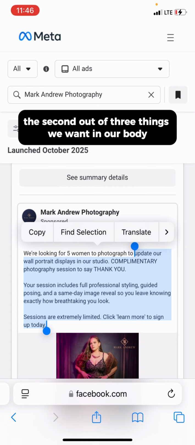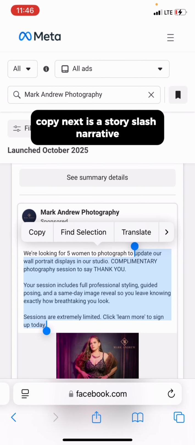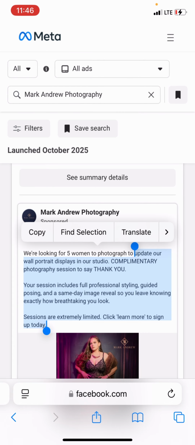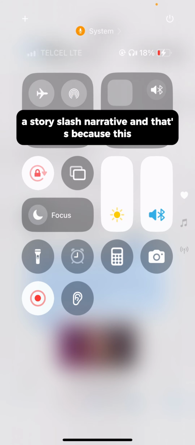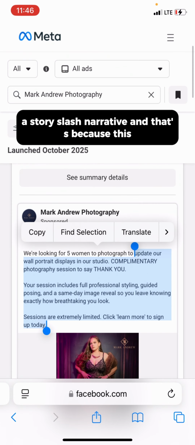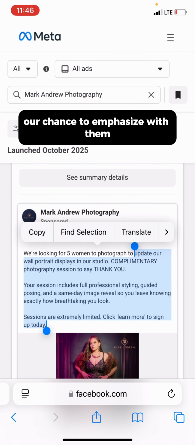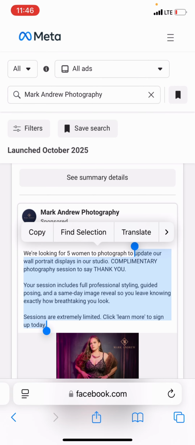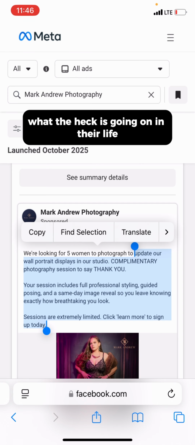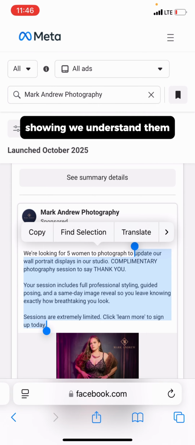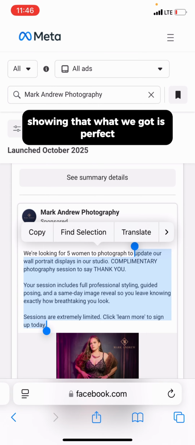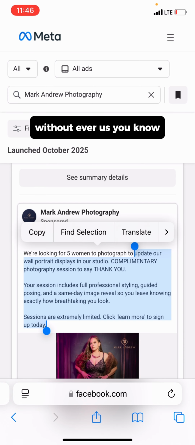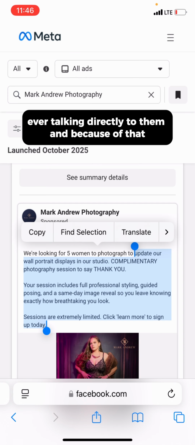All right, the second out of three things we want in our body copy next is a story/narrative. And this is super important, the story/narrative. And that's because this is our chance to empathize with them, show we understand what the heck is going on in their life, showing we understand them, showing that what we got is perfect specifically for them and for their situation without ever talking directly to them.